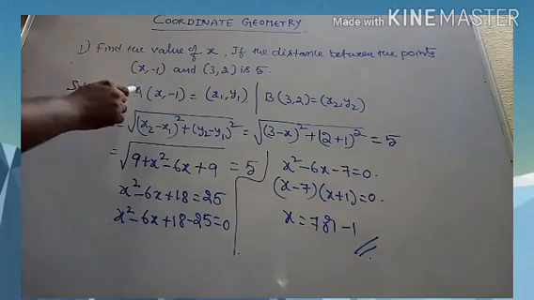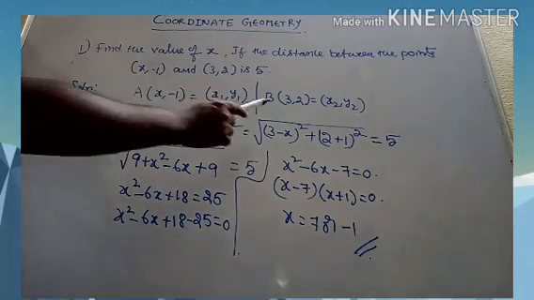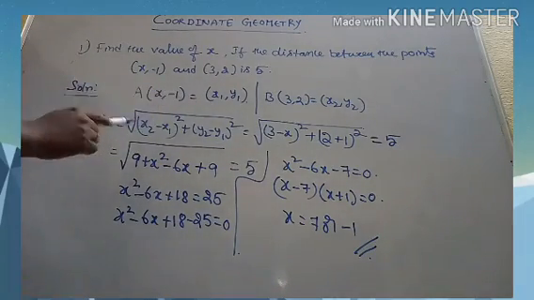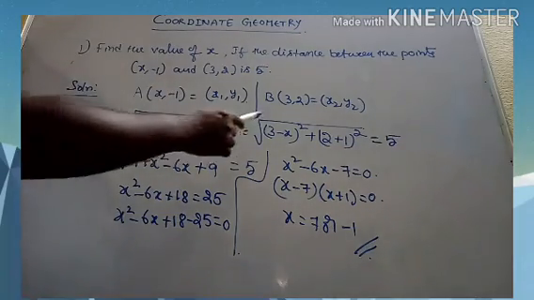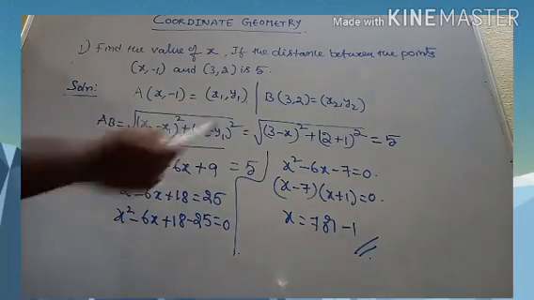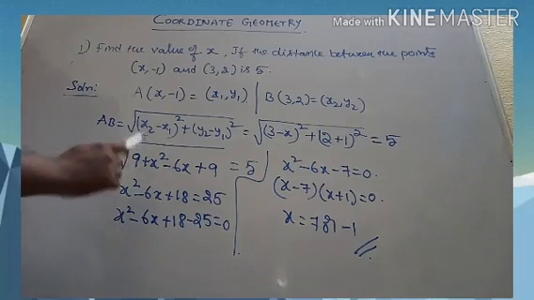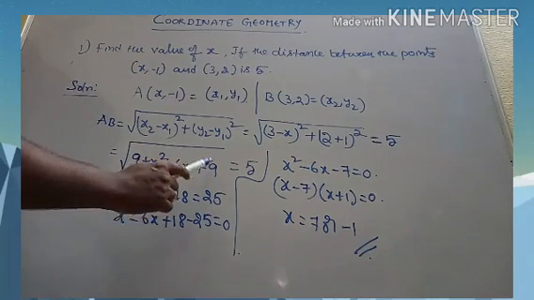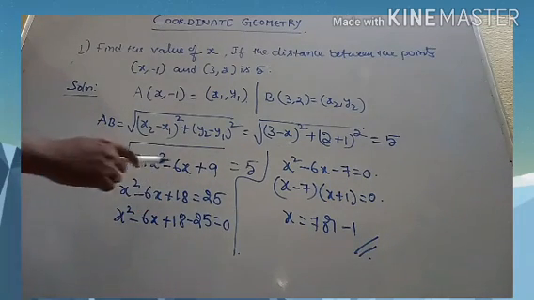As we know, we have taken A (x, -1) as the first point (x1, y1) and B (3, 2) as (x2, y2), and you apply the distance formula, (x2 - x1) whole square plus (y2 - y1) whole square, and that is now (3 - x) whole square plus (2 + 1) whole square equal to 5. Now it's very simple. This is the (a - b) whole square formula. You expand that: a square plus b square minus 2ab, plus (2 + 1) whole square, that is 9, equal to 5. Here you do squaring on both sides.